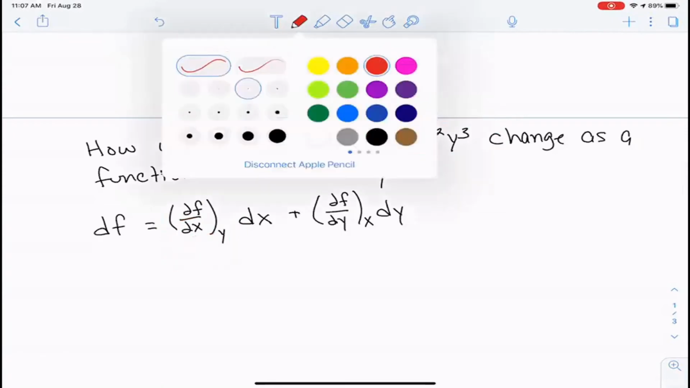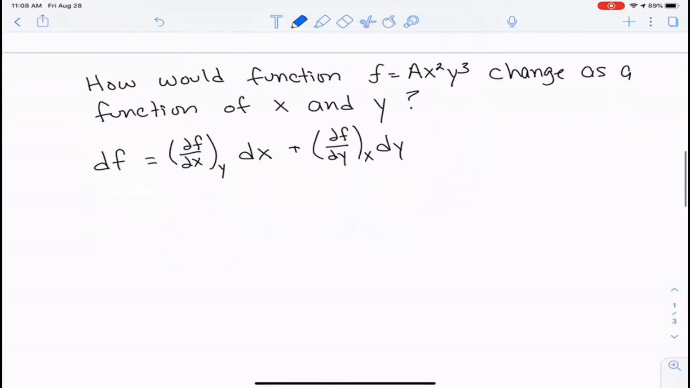And so I want to do that here. So let's find df dx at constant y. So we know our function is ax squared times y cubed, okay?